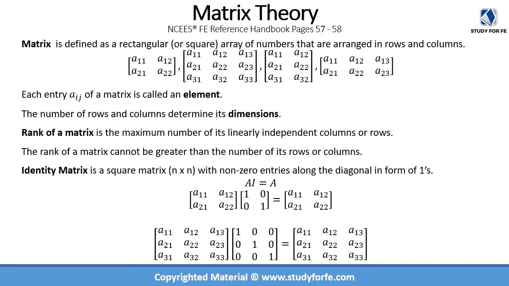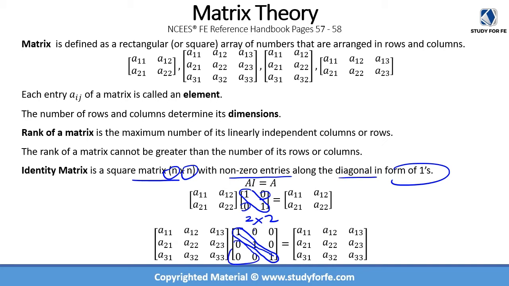Identity matrix. An identity matrix is a square matrix such that the number of rows and number of columns are equal, and it has non-zero entries along the diagonal in the form of 1. Okay, so if we are dealing with a 2 by 2 identity matrix, it will look like this. So along the diagonal you have 1, and everywhere else you will have 0. If you're dealing with a 3 by 3 identity matrix, it will look like this. You have a series of 1s along the diagonal, and all the off diagonal entries are equal to 0.